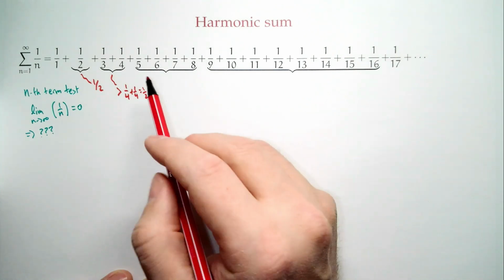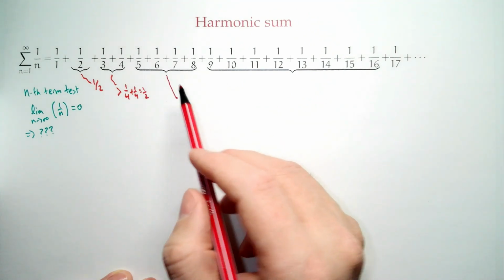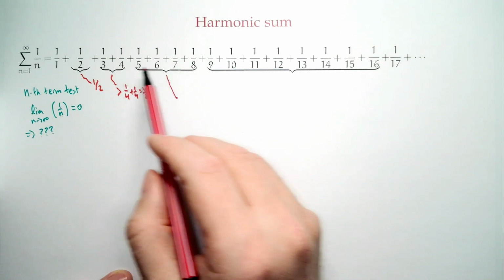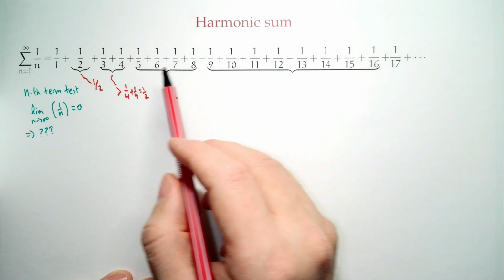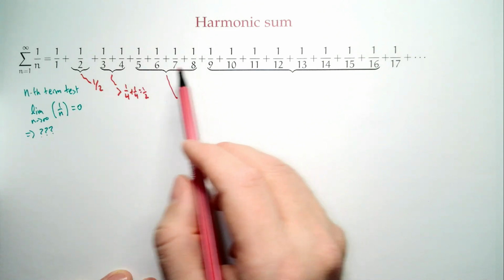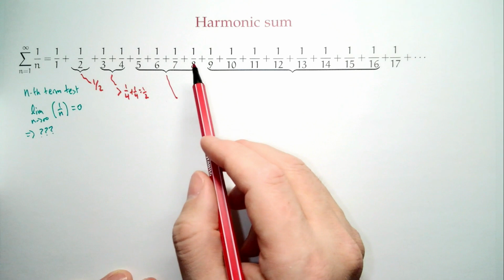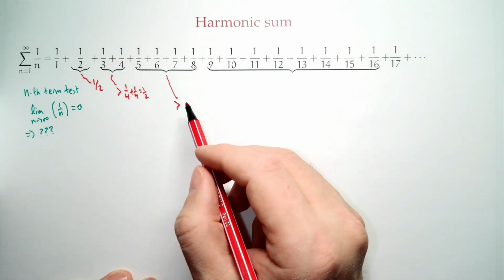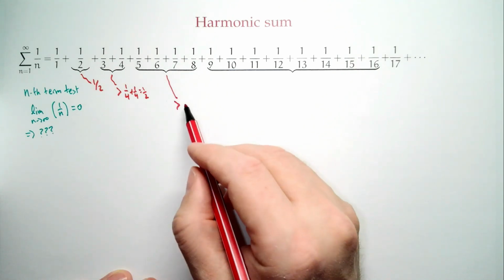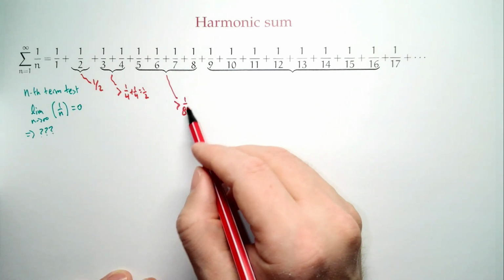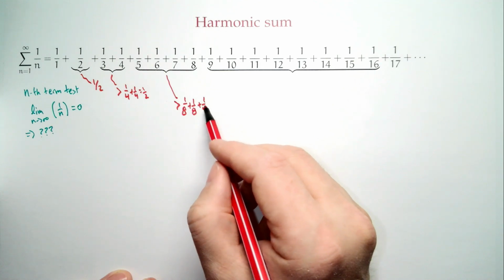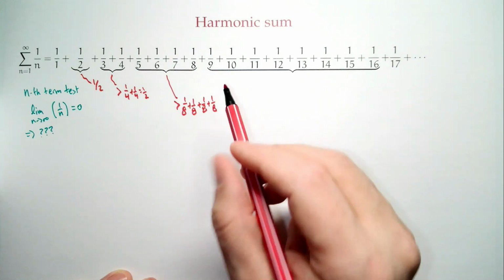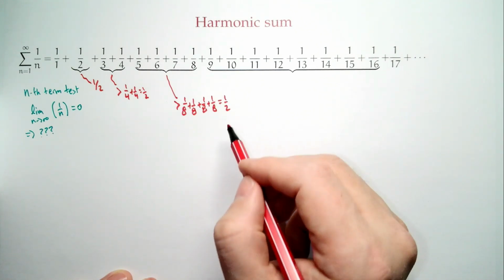Okay, let's go to the next grouping here. A fifth, a sixth, a seventh, an eighth. Which one's the smallest? It's the eighth. So if I replace each one of these by the smallest one, then I'll certainly make the whole expression smaller. So this is bigger than an eighth plus an eighth plus an eighth plus an eighth. Well, how many eighths do we have? That's 4 eighths, which is a half.